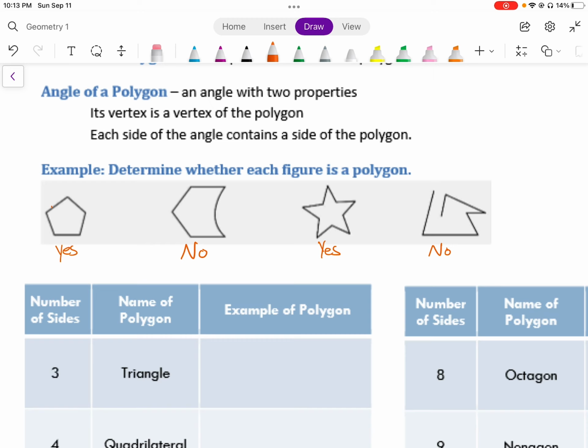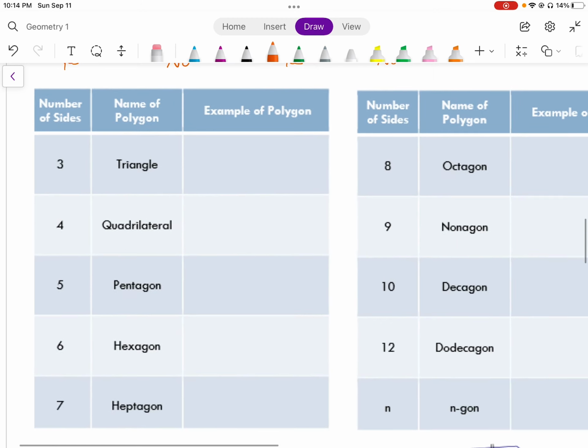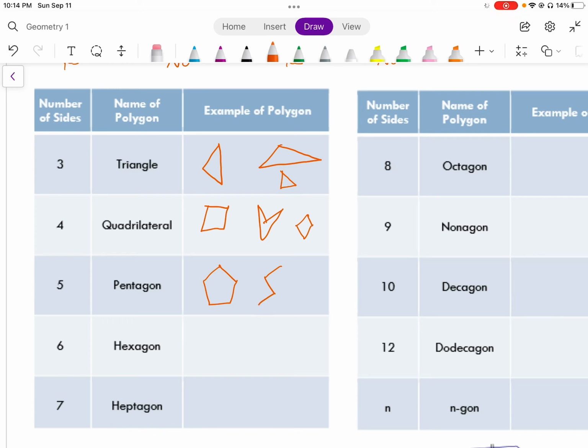And then lots of our special names of polygons. Triangle, 3 sides. So we can have triangles. We'll be discussing lots of triangles. Quadrilateral has 4 sides. We'll be discussing lots of quadrilaterals. Pentagon, 5 sides. 1, 2, 3, 4, 5, or 1, 2, 3, 4, 5. It doesn't have to be convex.